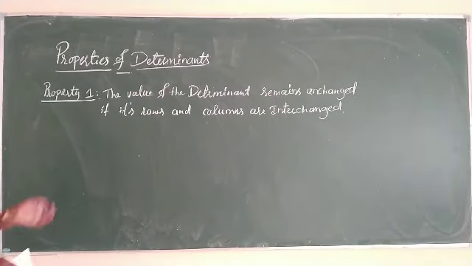So how to verify this? Let us take the determinant delta as delta of A1, A2, A3, B1, B2, B3, C1, C2, C3. Now expand this determinant, what do we get? A1 into, the row and column cancel, you get B2 C3 minus B3 C2.